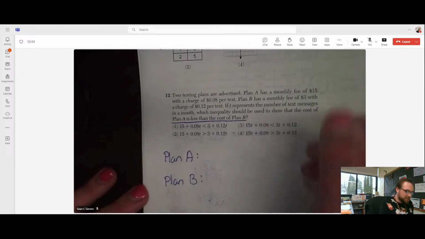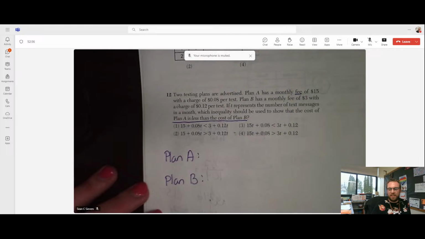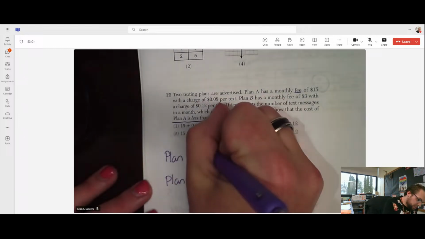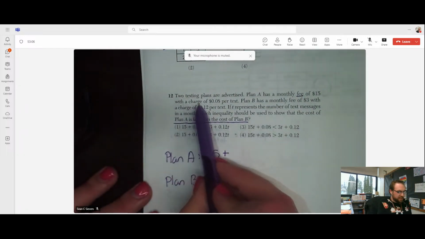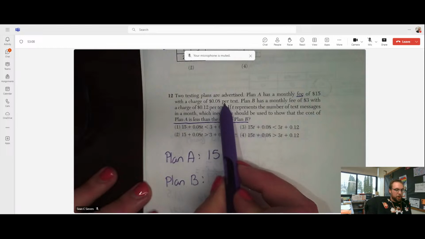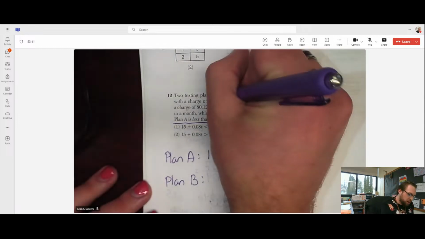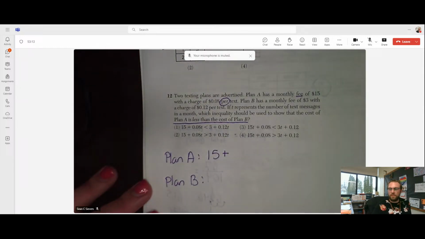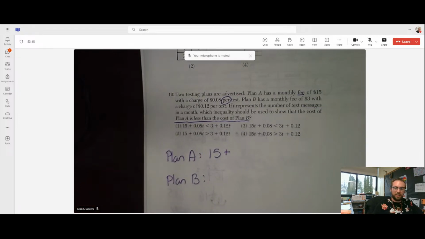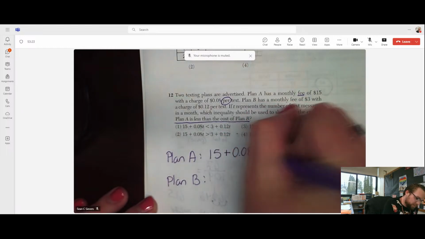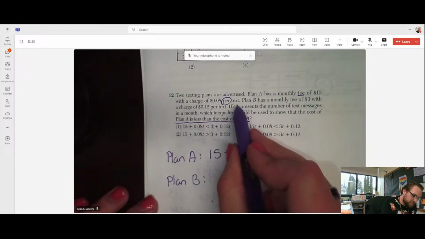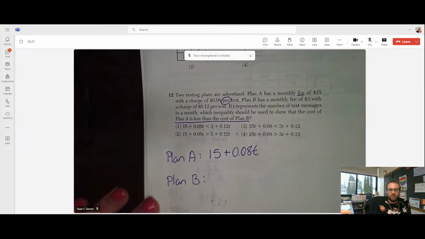Okay, so I see that word fee again. That fee tells me that that amount is only going to be charged one time. So we have 15 plus something. And then it says a charge of 8 cents per text. So this word per tells us that we're going to have some sort of variable attached to that number because it's going to happen each time we send a text, right? So we have 0.08, and then in this case, it tells us that we're going to use T for text messages.